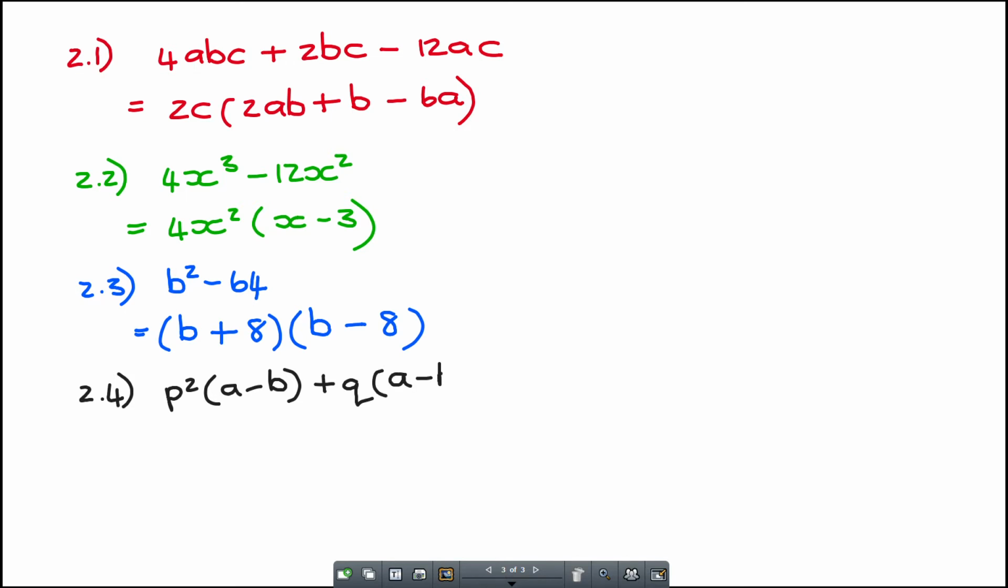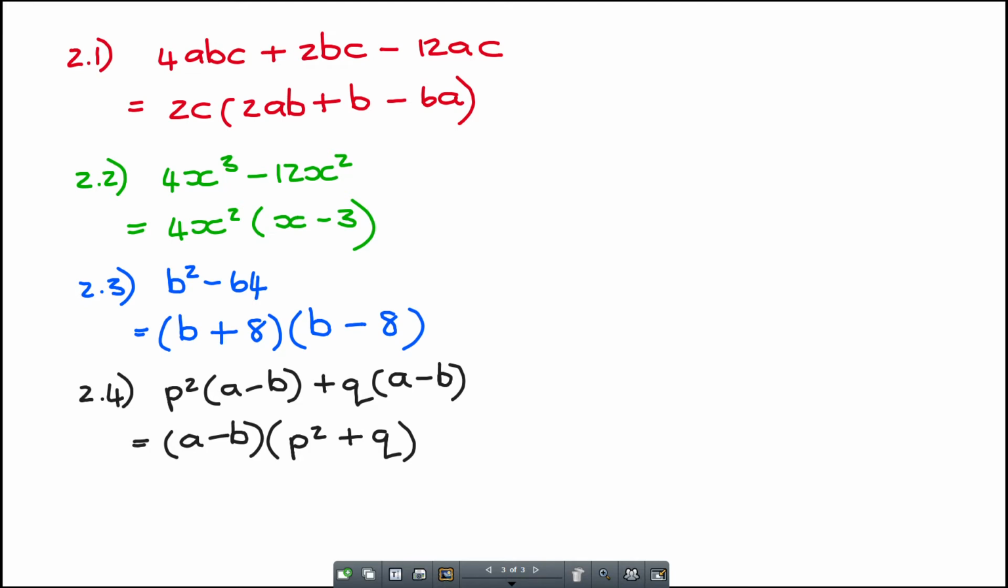Okay, what I wanted you guys to see over here was I could take out a common factor of a minus b. So in the first term, what was left there? P squared. And at the second term, q. Now can you please explain 2.4?